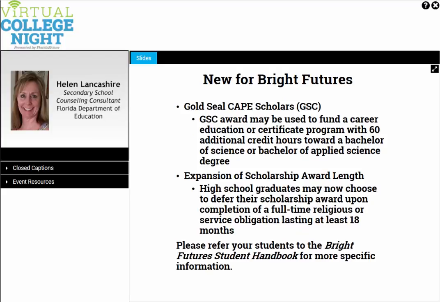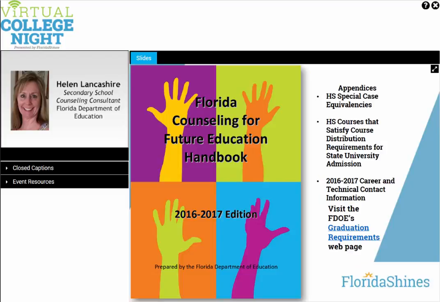New for Bright Futures, there is a Gold Seal CAPE Scholars Award, so students may use this award to fund a career education or certificate program with 60 additional credit hours toward a Bachelor of Science or a Bachelor of Applied Science. There's also an expansion of the scholarship award length. High school grads may now choose to defer their scholarship award upon completion of a full-time religious or service obligation lasting at least 18 months. Refer to the Bright Futures Handbook.